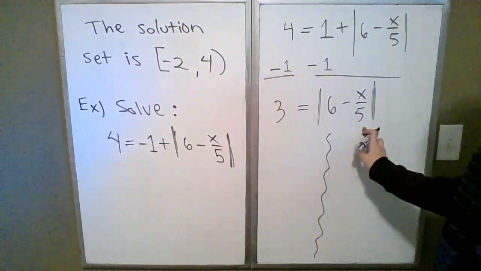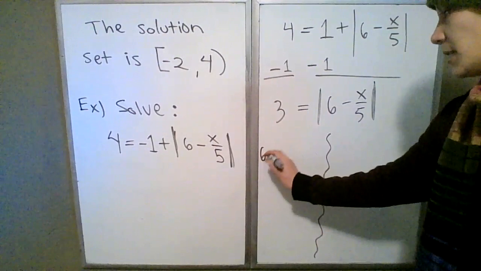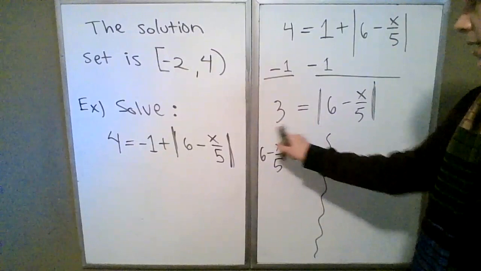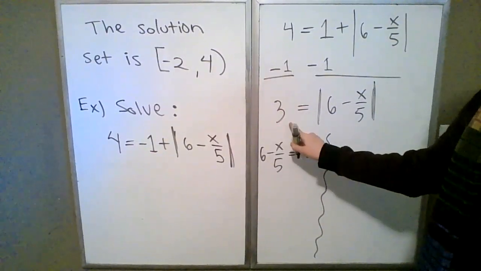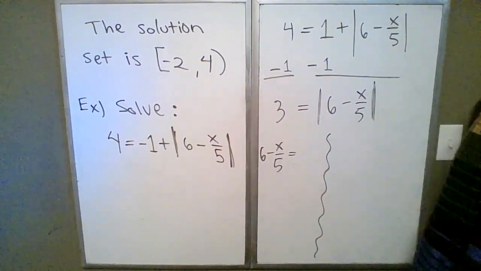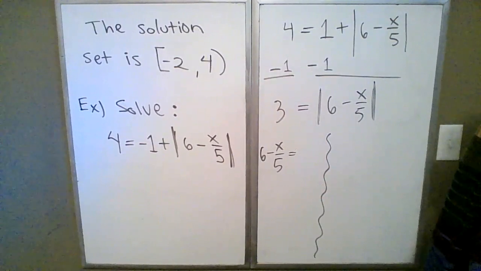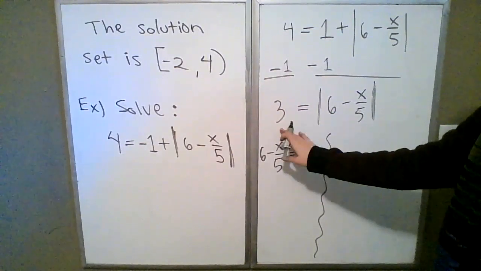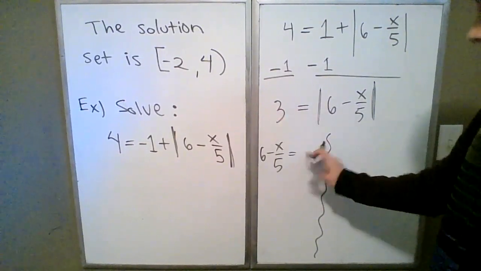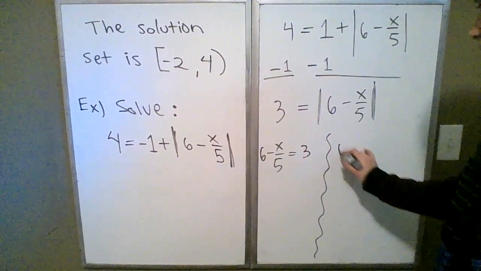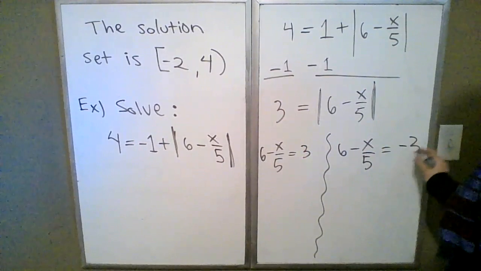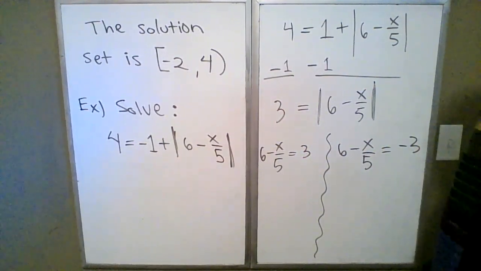You take what's inside the absolute value, 6 minus x over 5, and put it equal to this distance, which should always be positive. Before you remove the bars, this number should be a positive number. When you remove the bars, you take that number and you put a positive of it and you put a negative of it. Okay, and then solve each one.